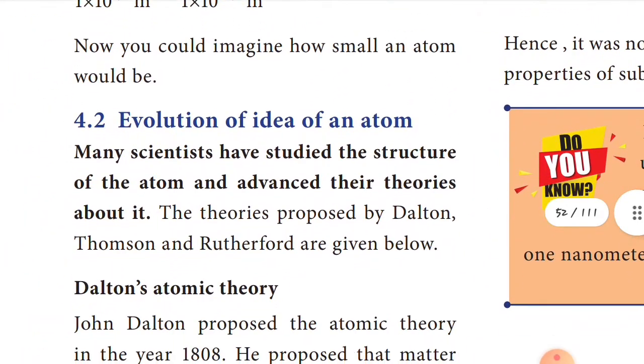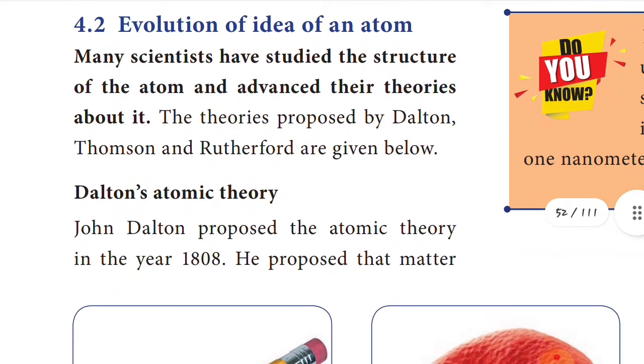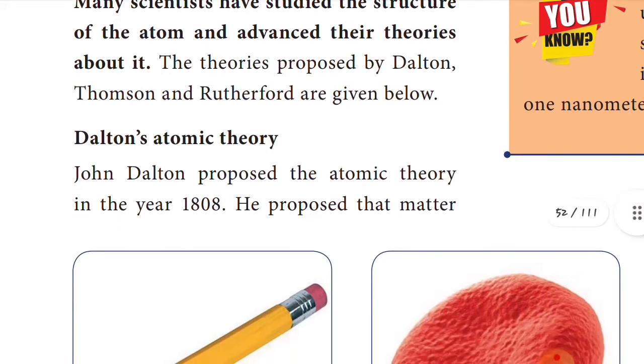Yes. Now let's see the evolution of ideas of an atom. You know, children, many scientists have studied the structure of an atom and advanced their theories about it. In this lesson, the theories were proposed by Dalton, the Thomson atom model, then Rutherford. Three scientists gave the atomic theories. First, let's see the atomic theory, that means Dalton's atomic theory.